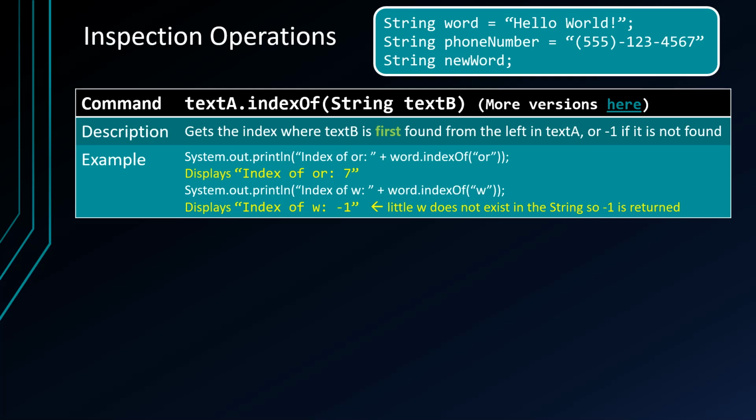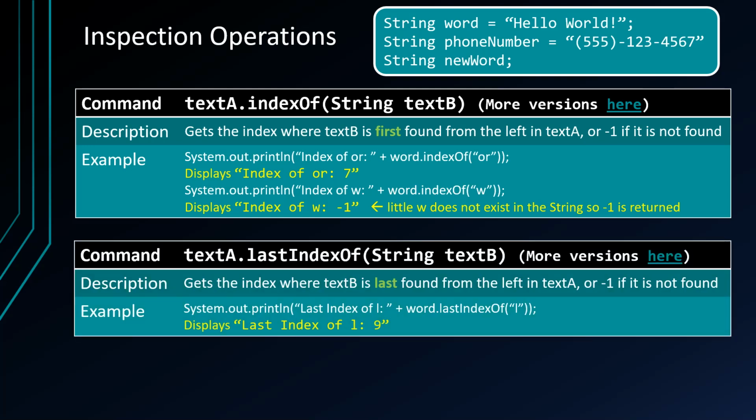Now sometimes though we want to find the last index of, in which case we can use the method lastIndexOf. And it does the exact same thing. But the difference is, in this case, it keeps looking until it finds the last possible scenario. In reality, what it really does is it looks from right to left as opposed to left to right. That way it finds it at the end.